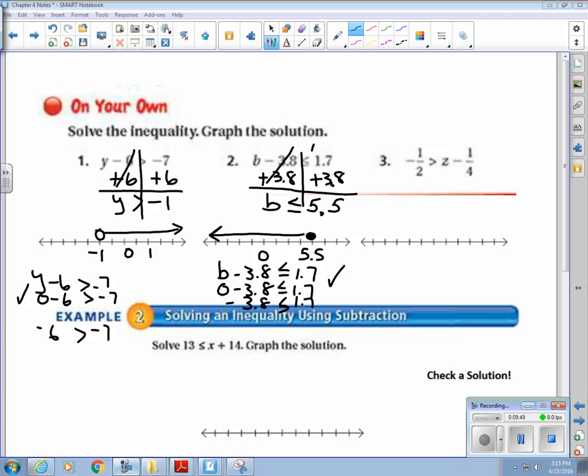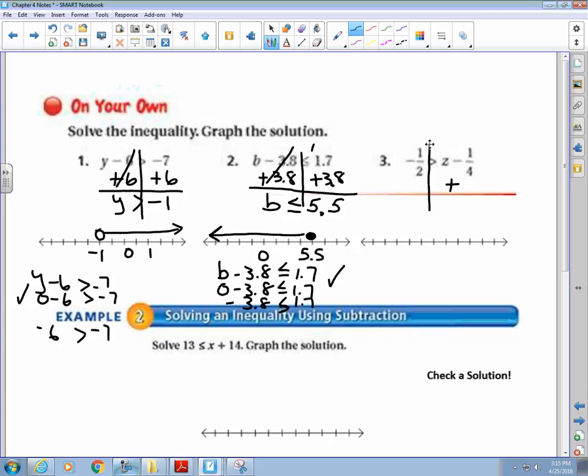Okay, number 3, now we've got fractions. Negative 1/2 is greater than z minus 1/4. So the z, the variable, is on the right-hand side, so I've got to find that and then say, okay, what's happening here? I've got minus 1/4. So to undo that, I'm going to add 1/4. And I'm going to add 1/4 to the other side as well. I've got to do the same to both sides of the inequality.